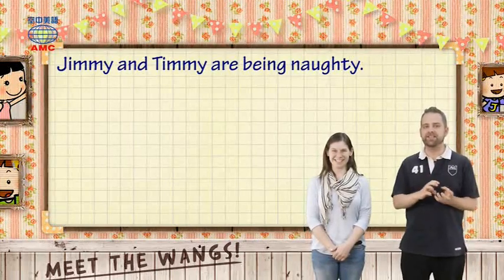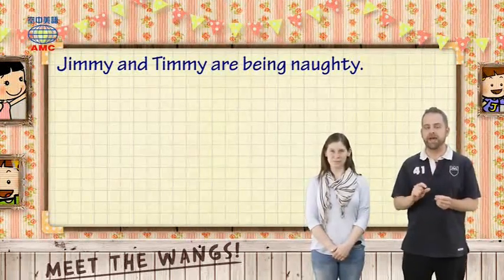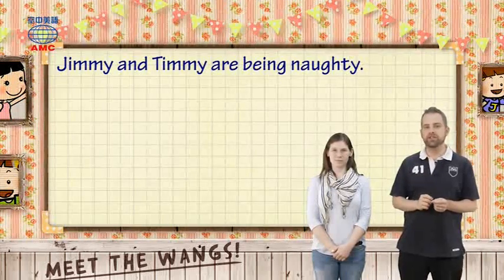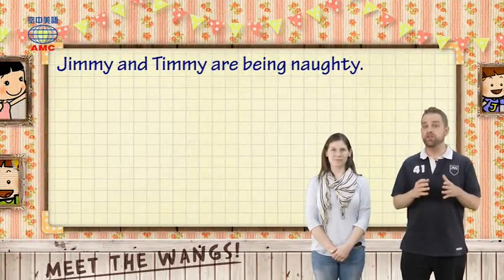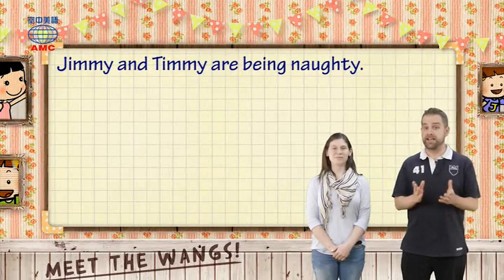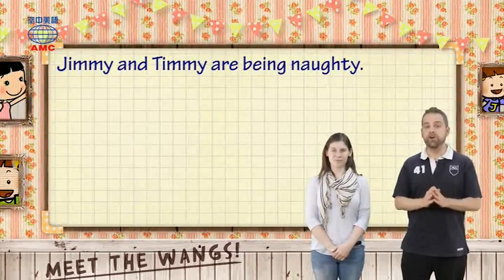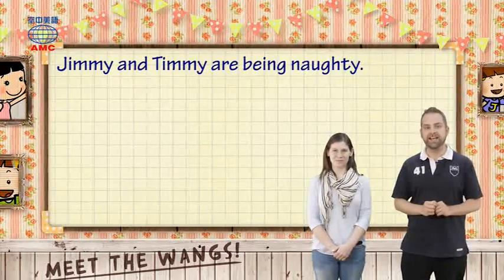It doesn't quite sound like it's spelled, so I'll spell it. It's N-A-U-G-H-T-Y, naughty. And it's an adjective. It is our next word power word, so let's check it out.